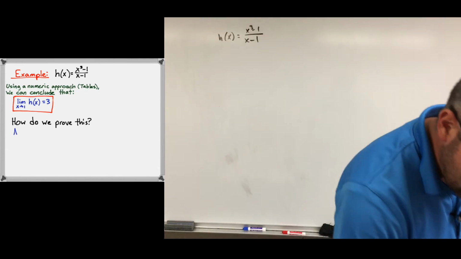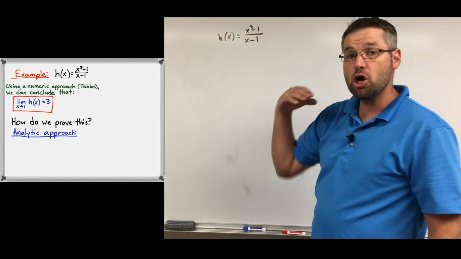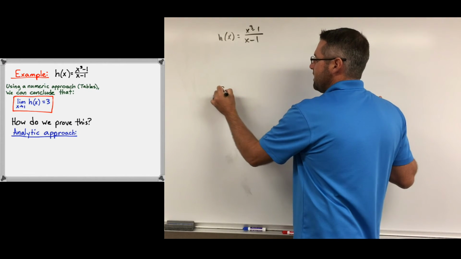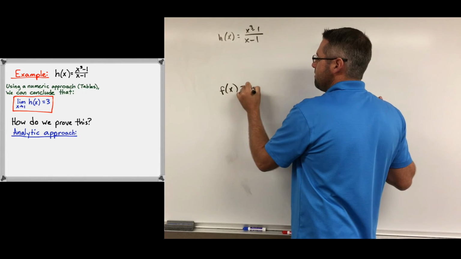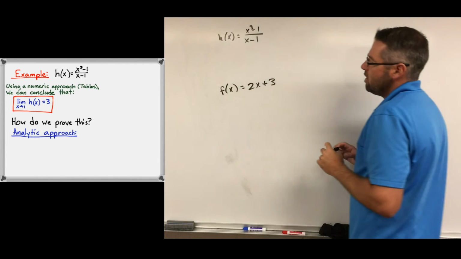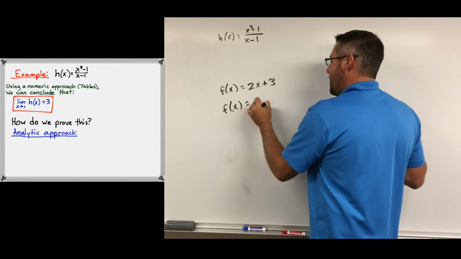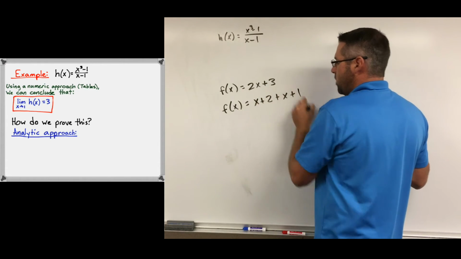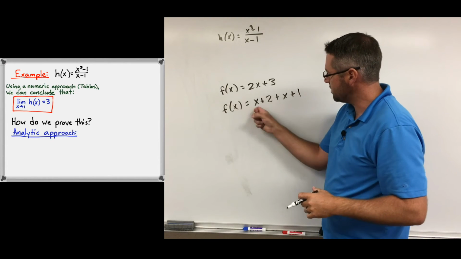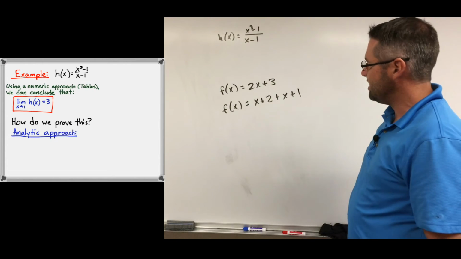Well, we can manipulate functions to look different than what they are. And I'll give you an example of this. If I name a function as, let's say I've got 2x plus 3. Well, I could also say that f of x is equal to x plus 2 plus x plus 1. Aren't these equivalent functions? Yeah, they're the same function. X plus x is 2x, 2 plus 1 is 3. So what I did was I rewrote the function in a different way.